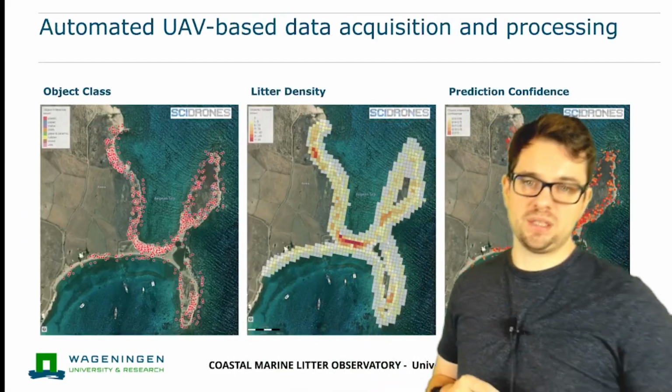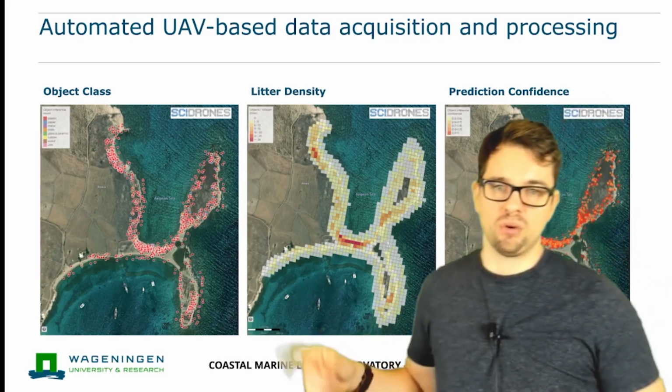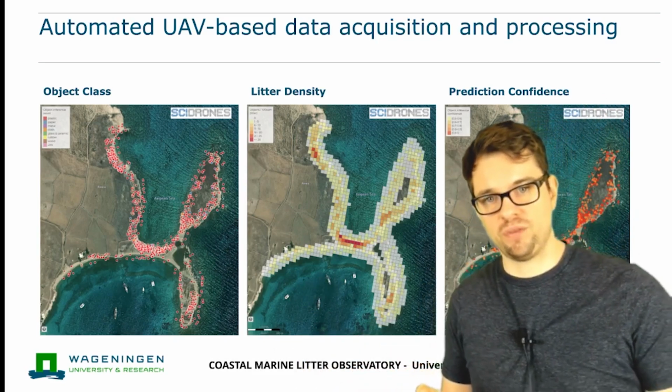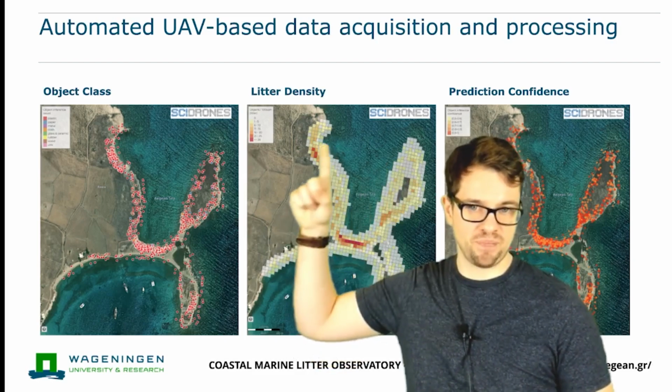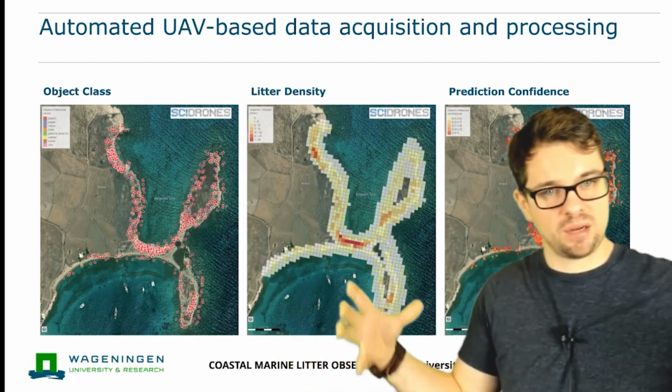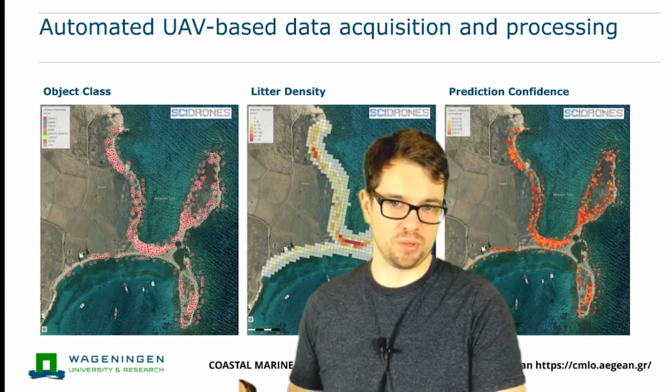And you can do this at larger scales here, for instance, in the Coastal Marine Litter Observatory, where you can upload your images from UAVs and they're automatically processed to get these types of litter density maps, which really helps to scale up this UAV type of surveys through modern computer vision and machine learning approaches.